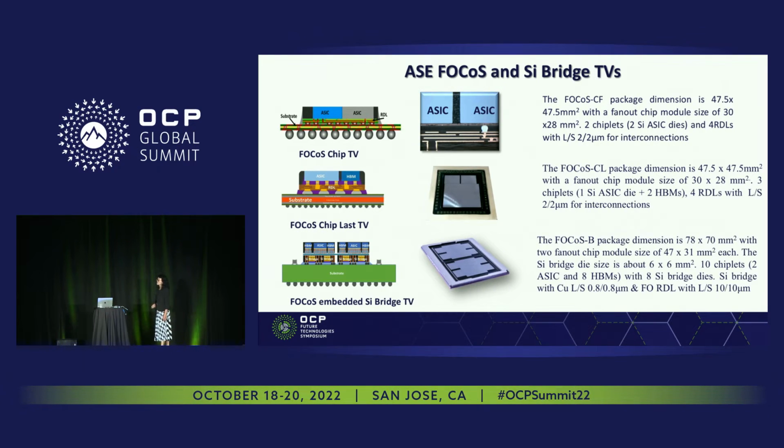And this is the bridge. In this sample, we have 2 ASIC die and a total of 8 HBM, put on a very large package body size of 78 by 70 millimeters square. Looking at the count, there are a total of 10 chiplets and a total of 8 embedded die to connect between the ASIC and HBM.